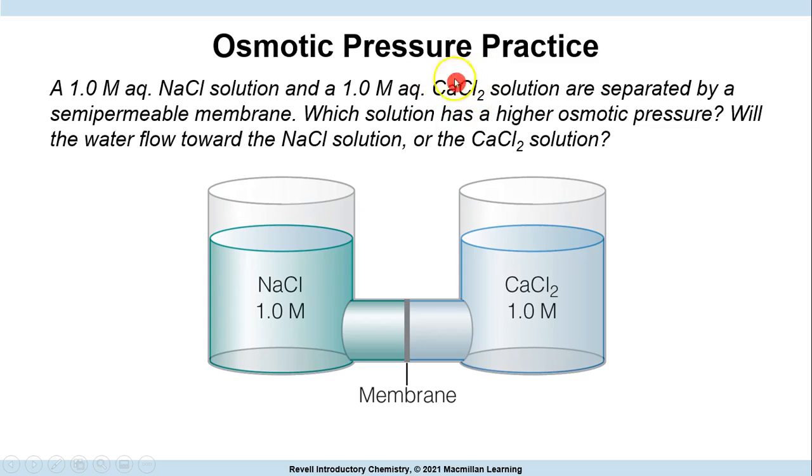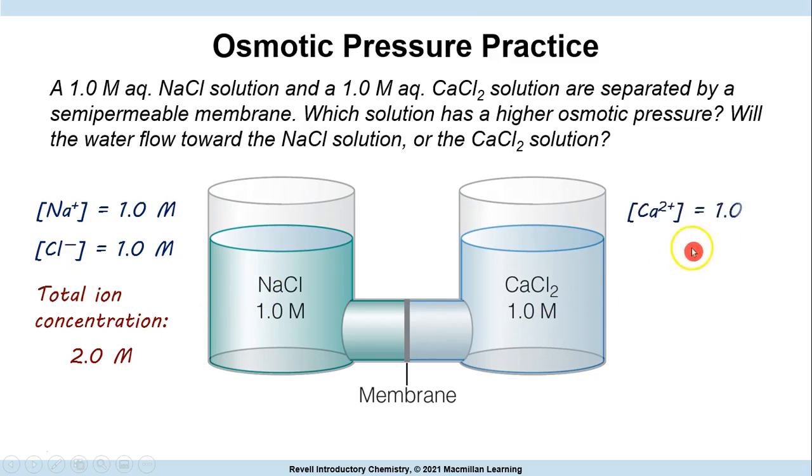So you see we have more dissolved particles here in calcium chloride, and we will see that the net movement will be from the sodium to the calcium, because there's a higher concentration here. So water will move from a region of high concentration of water to a region of low concentration of water. So that is the calculation. We have 1 sodium, 1 chloride, that makes 2.